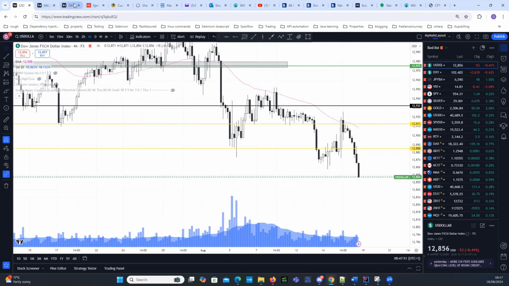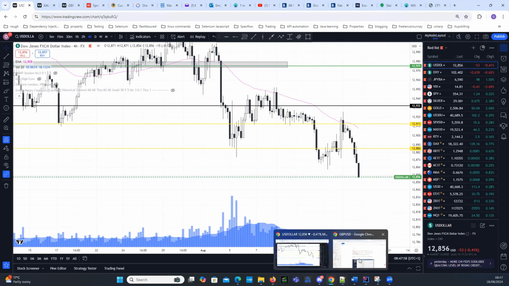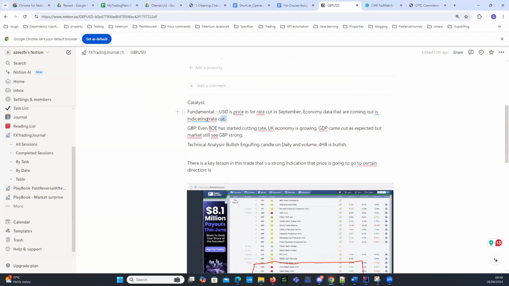So now if I then go back to my analysis, you see how the macroeconomic situation is reflecting in the technical analysis. You can see. So that's what I like to see.